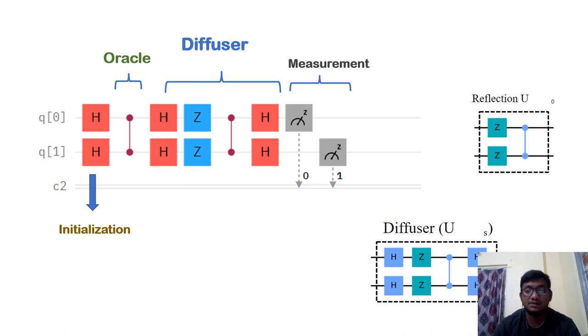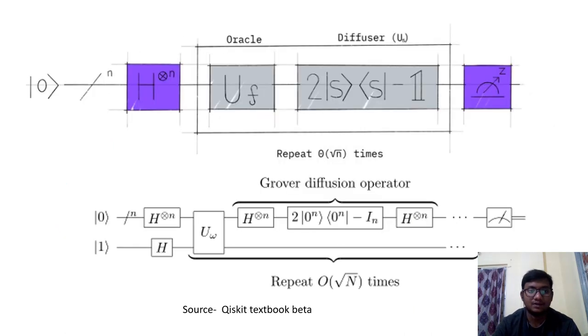So we will see how these things work. Suppose we are passing the 0 state. When there is a slash here, it means there are n number of qubits. So we are passing all the qubits through all the Hadamard gates that I have placed, and then we pass it through the oracle, and there is the diffuser. We will see how this oracle and the diffuser work.